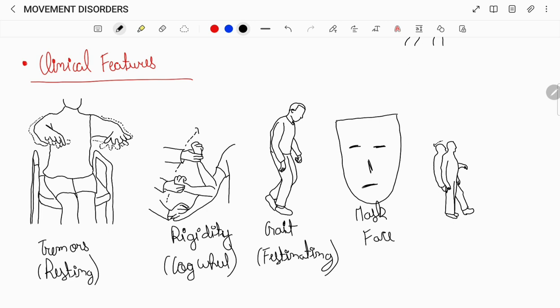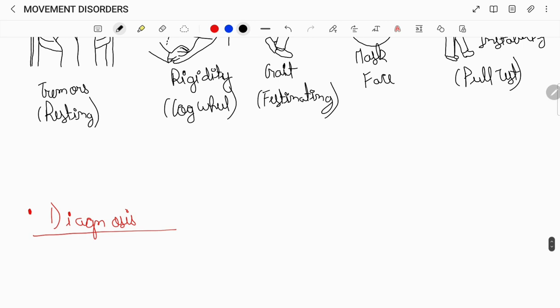And in the next diagram, what you see is that the patient has postural instability. And to depict postural instability, what we do is a pull test. Apart from this, the patient may also suffer from dementia, and on further evaluation, you may realize that the patient is also suffering from depression. So, this was all about the clinical features.